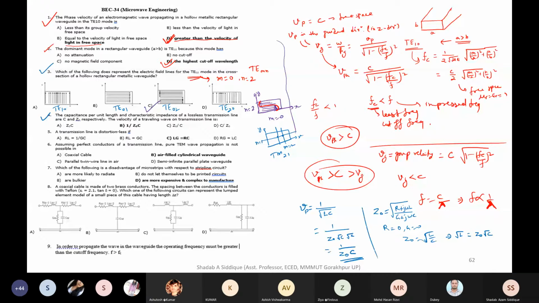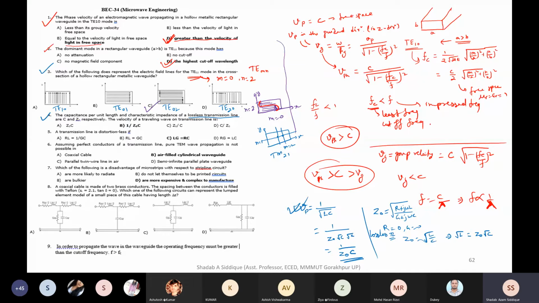You know these formulas, I already explained them in the lecture video. In the PPT it is there, you can go through this. And of course, if it is not given as a lossless transmission line, then it should be mentioned. Oh yeah, it is given here: lossless transmission line. The capacitance per unit length and characteristic impedance of a lossless transmission line are C and Z naught. If it is given as lossless, you should use this formula.